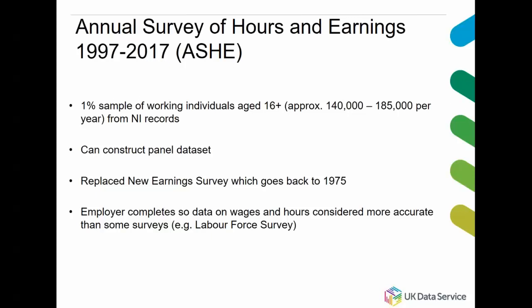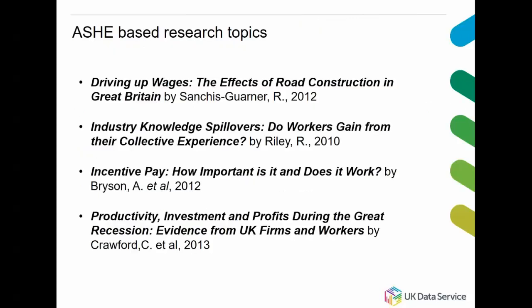Official published data is not available at a sufficient level of detail, so access to the microdata here is quite essential for this kind of work. Now, some examples of research that's come out of using the ASHE. Again, this is a tiny, tiny snapshot of the stuff that's come out of the use of ASHE. But we've got things here on the effects of road construction on wages, industry knowledge spillovers, the effects of incentive pay, productivity, investments and profits. And that really is just the tip of the iceberg.